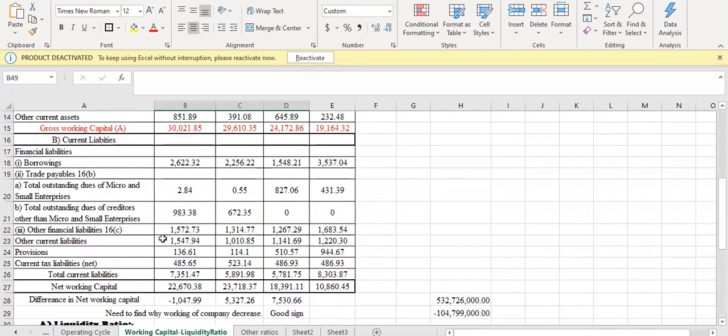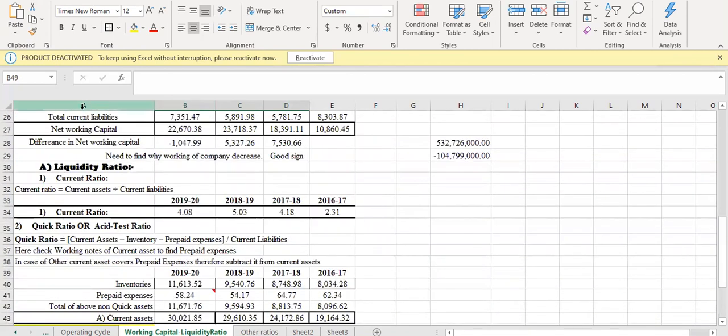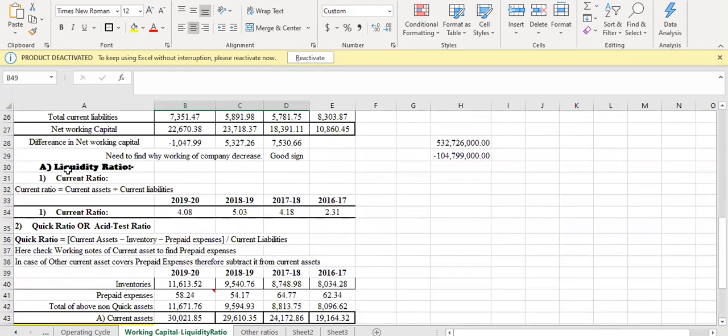Here, this data related to the liquidity ratio is already available with us in the working capital statement. That's why we are done, first of all, with the liquidity ratio.